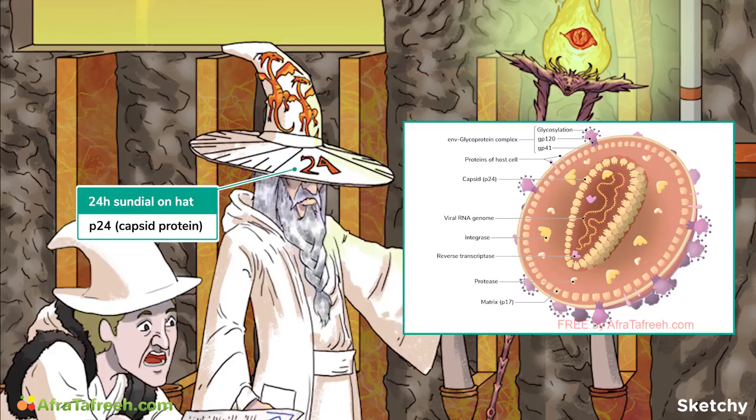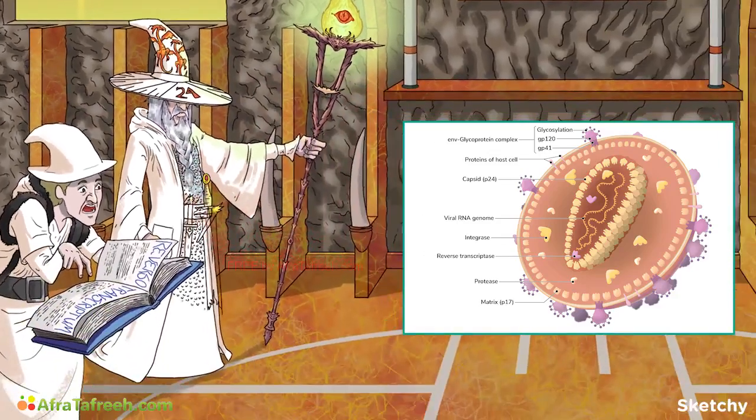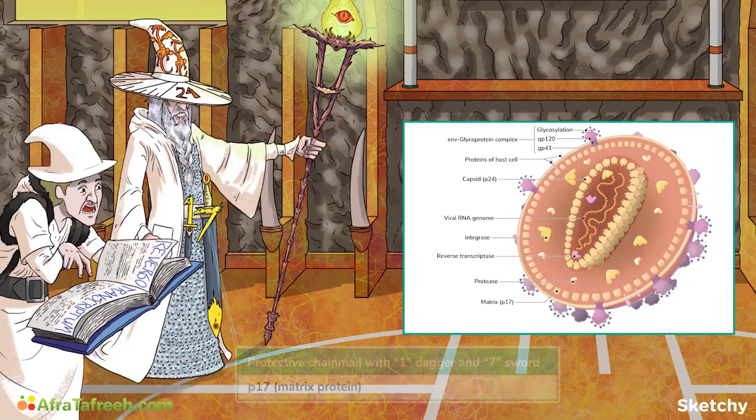GAG proteins are associated with the viral capsid or the inner shell of the virus. The capsid is composed of many subunits of the P24 protein. To remind you that P24 is associated with the capsid, we've drawn this sundial on the brim of the wizard's hat. 24 hours a day for P24. And just as a brim surrounds the wizard's conical core hat, so too do these capsid proteins surround the viral core. The capsid is itself surrounded by another layer.